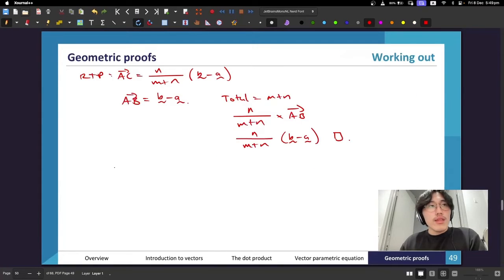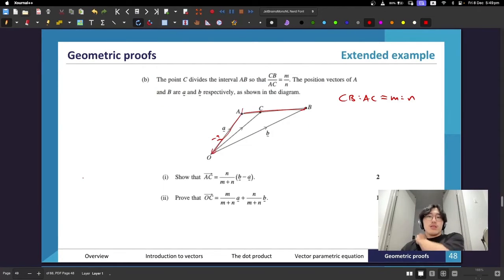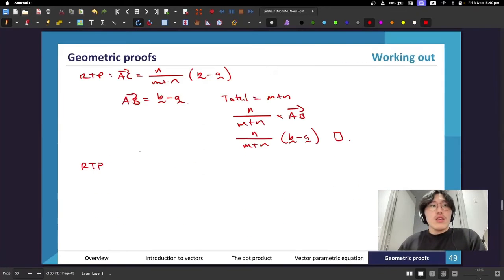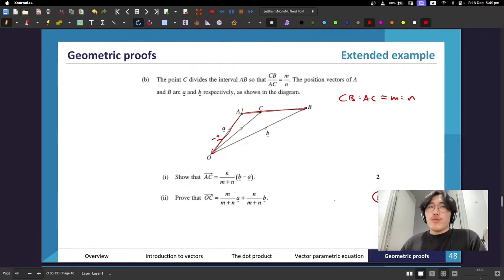Okay, now we're also required to prove that OC equals m on m plus n a plus n on m plus n b. So OC is just going to be OA plus AC. We found AC, and we're required to prove OC. A quick tip is that if you see a 1 marker or a 2 marker, it should be pretty simple, so don't overcomplicate things.